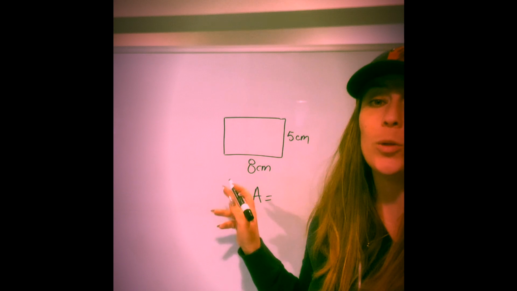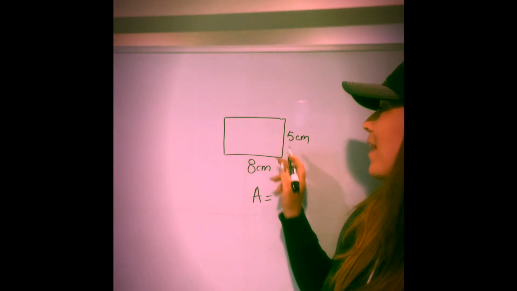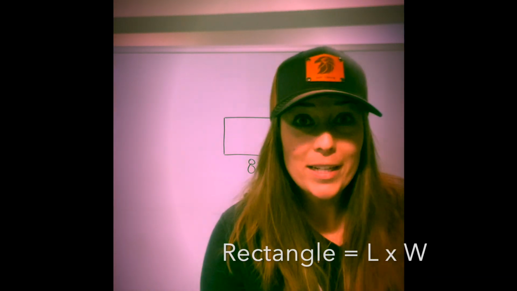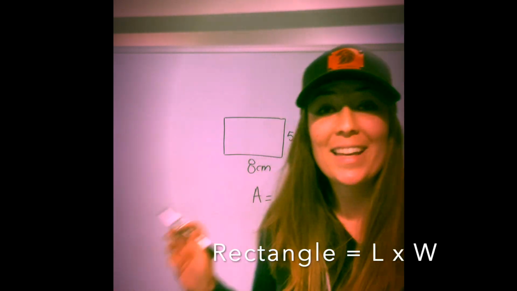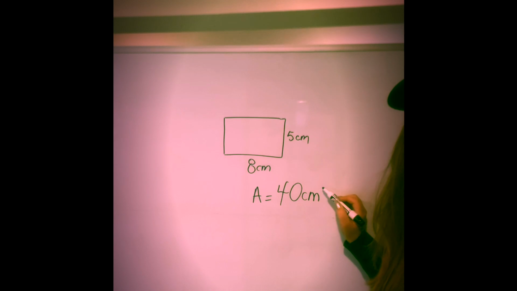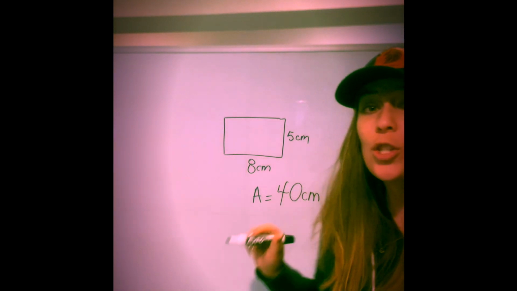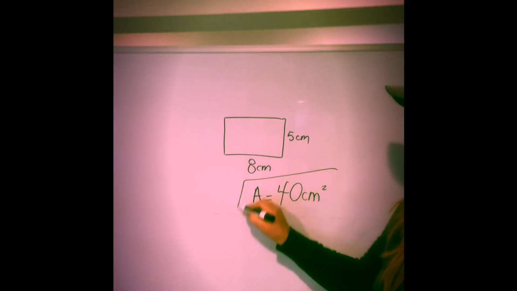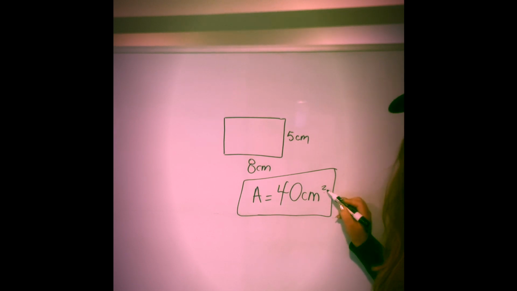And now let's go over a few examples. Here we have a rectangle with the base 8 centimeters and the height 5 centimeters. Rectangle, length times width, 8 times 5, 40. But remember how I told you that it was two-dimensional? So you want to make this squared because we're talking about 2 dimensions.